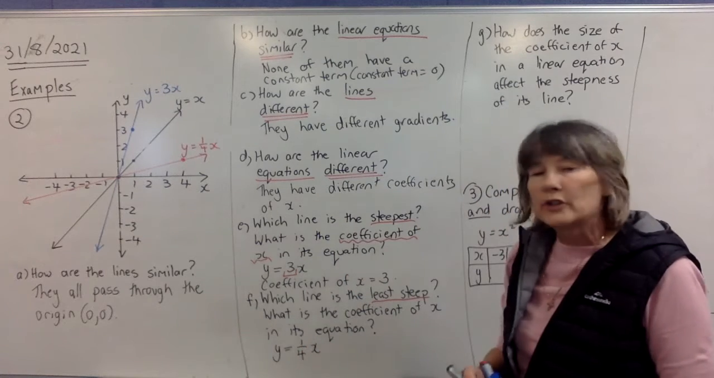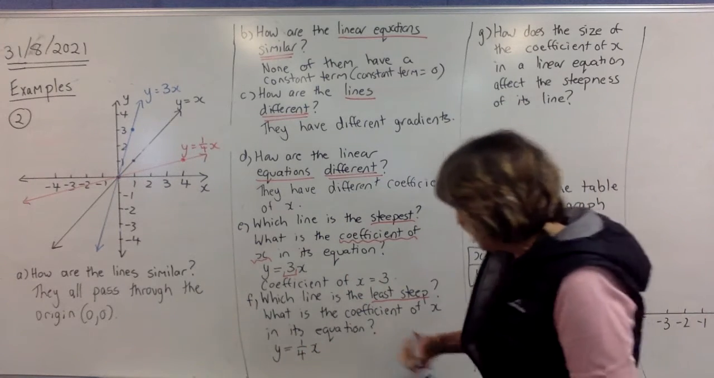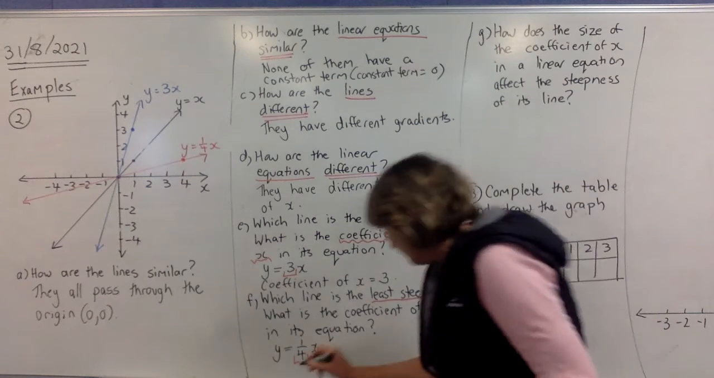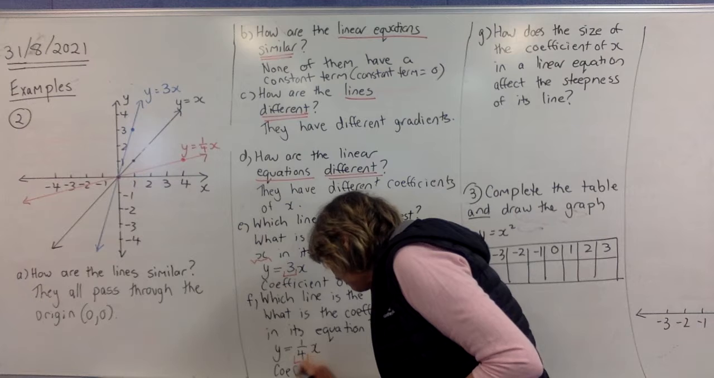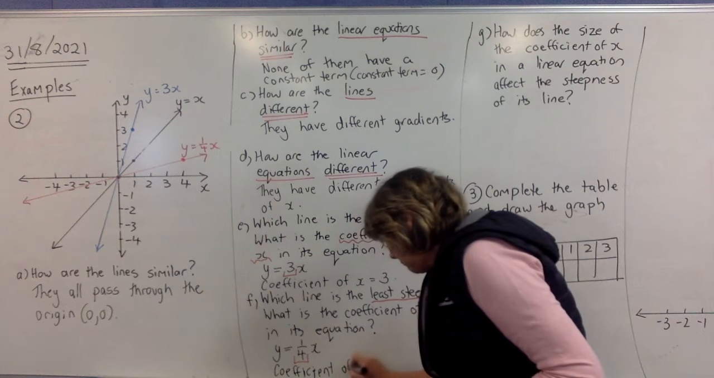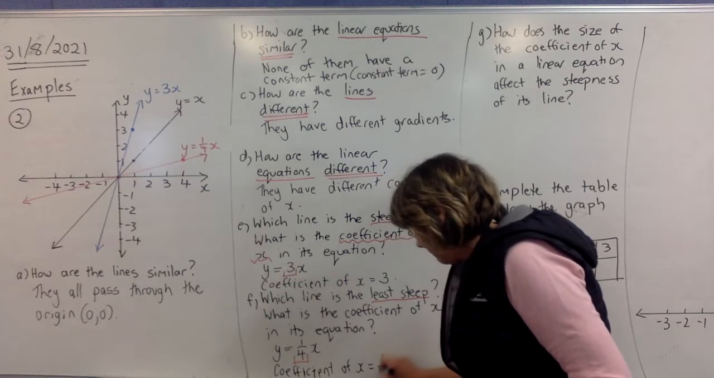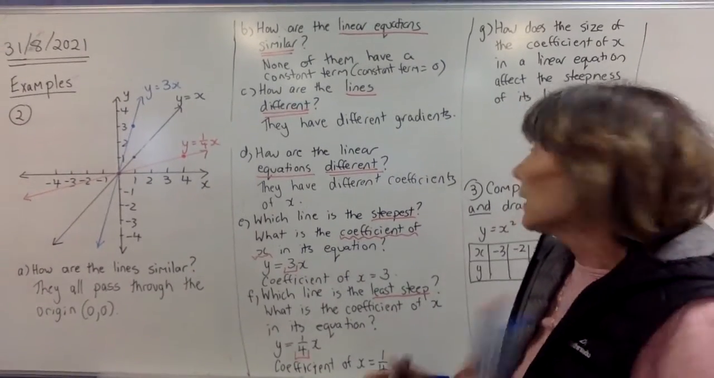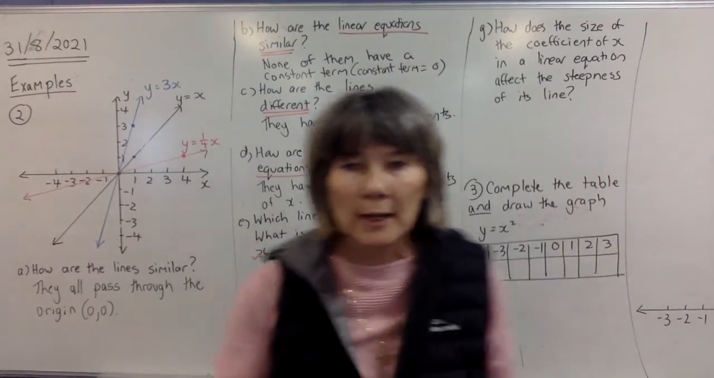And what is the coefficient of x in this equation? Well, here it is. The coefficient of x is a quarter. Okay. All right, so looking at part G now.